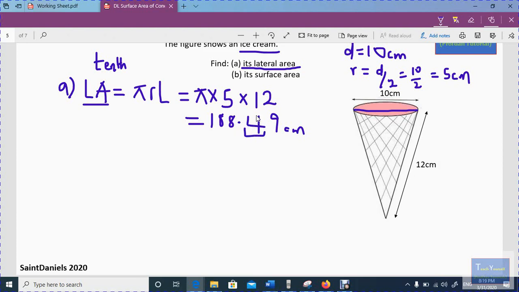To get the right value that will be here, you need to consider the next value. Now, the next value here is 9. If the next value is greater than 5, that is more than 5, it turns to 1 and you add the 1 to the tenth value. So in this case, 9 is greater than 5, so it turns to 1, then we add it to the previous value. So this gives 188.5 centimeter, the lateral area of the cone.